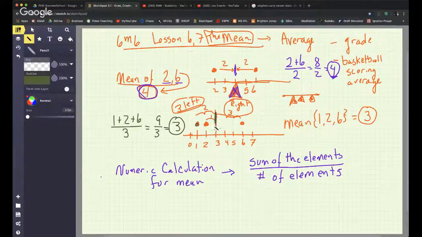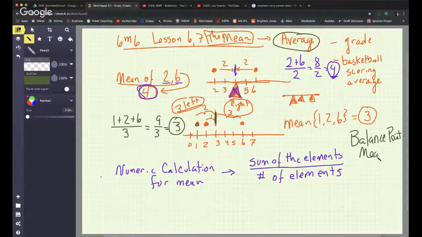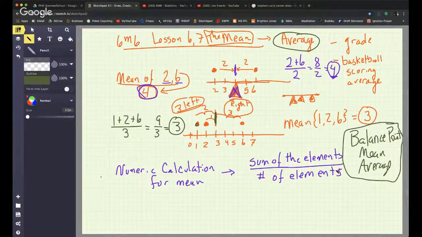So that's the balance point, and that's the mean. And that's also called the average. So it's the balance point, the mean, and the average are all the same thing.